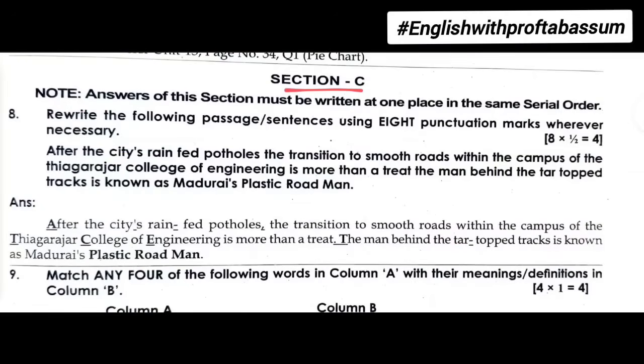Now section C. Section C consists of total 40 marks. So there is a note given over here. Answers of this section must be written at one place in the same serial order, like 8, 9, 10, this way. Do not write answer number 9 and then 8.